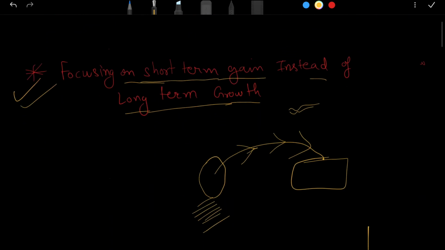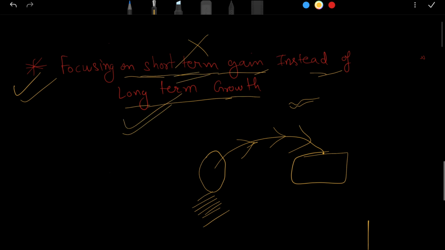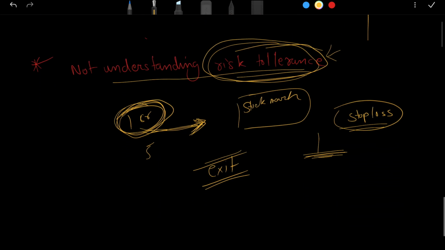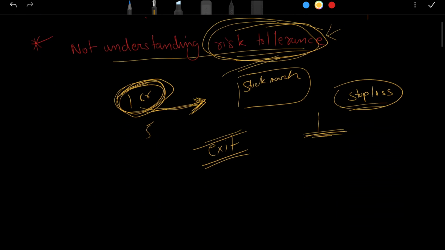So fourth is focusing on short term gains: you should never focus on short term gains. You should always look for long term growth opportunities, how much you can make in the long term, right? And not understanding the risk tolerance: you should take risk as per your capacity.